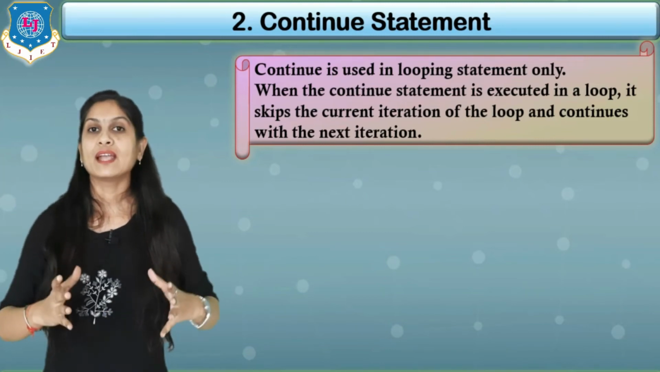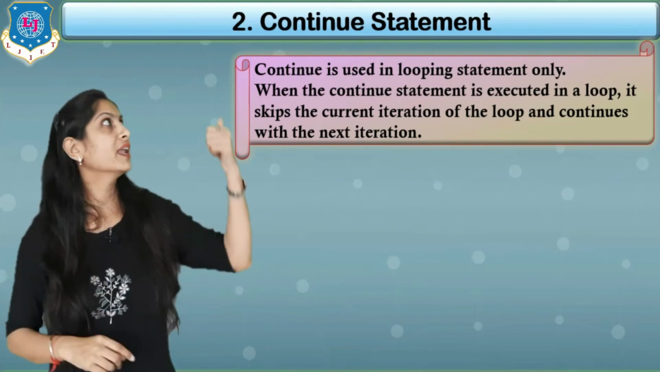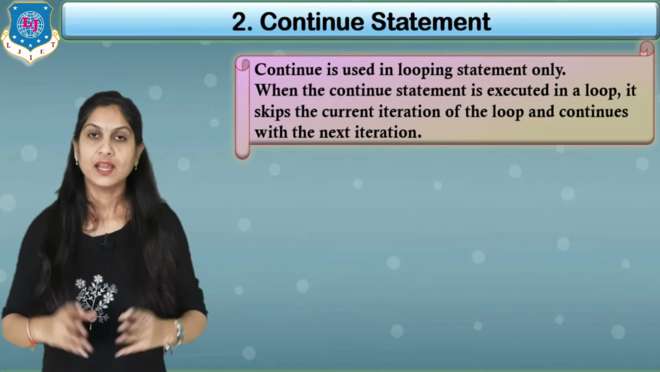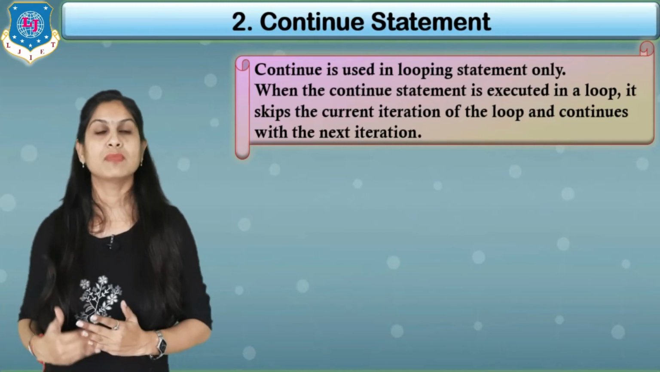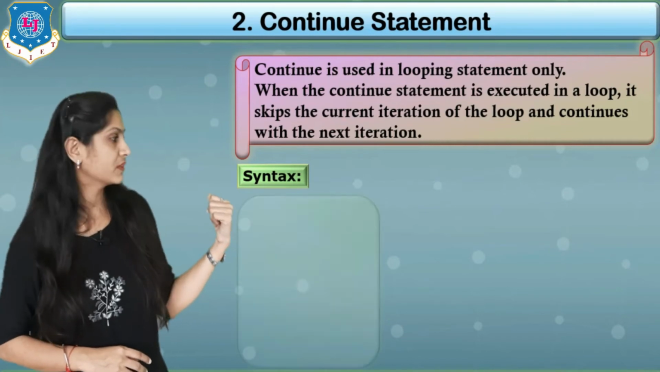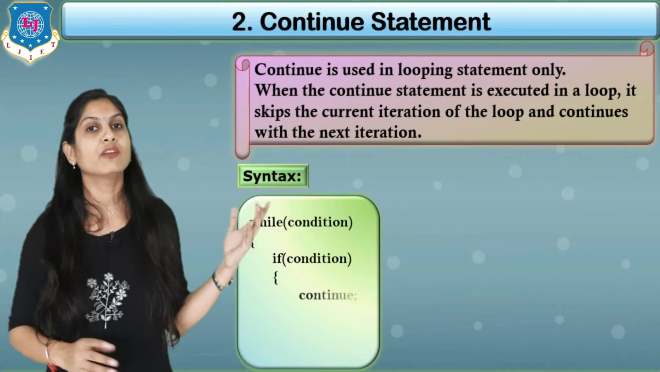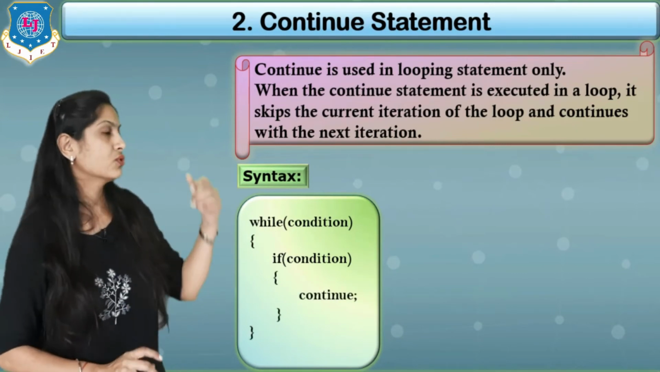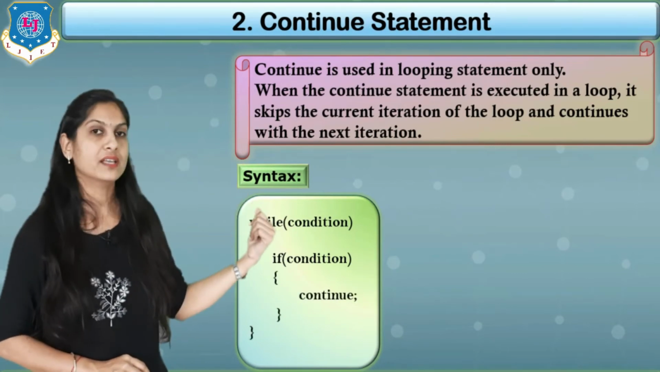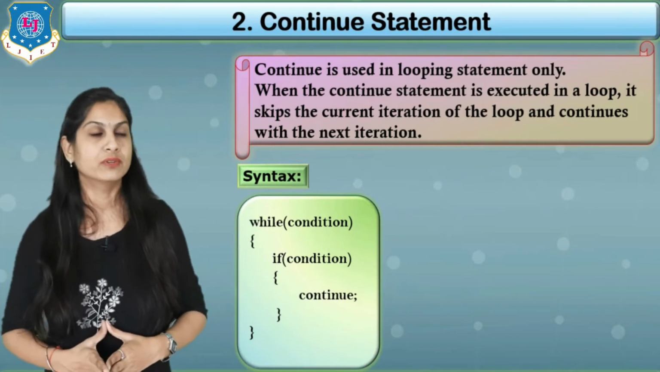Clear? So break stops the loop, but here the loop will continue. So the word is continue statement. Clear? It just skips the remaining statements after the continue. Let's see the syntax. Only the change is what? Instead of the keyword break, we have to put continue. So while is there, inside while the if is there, and inside if we have to put the continue keyword.